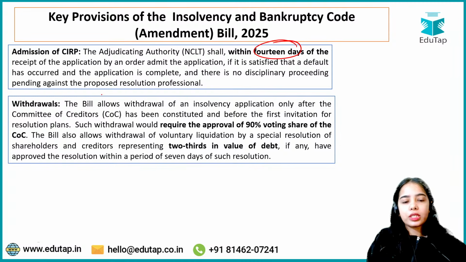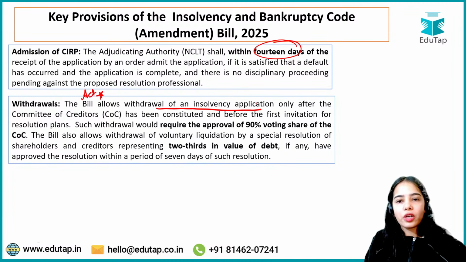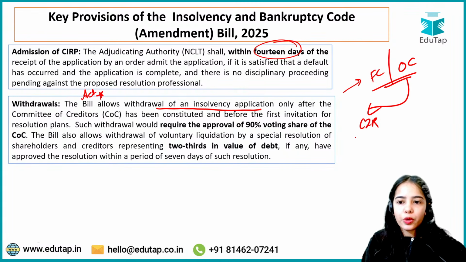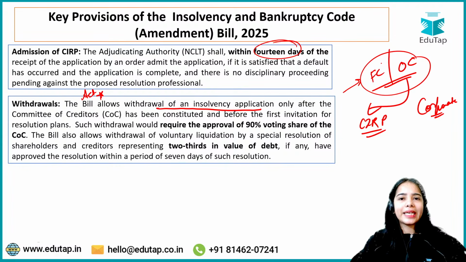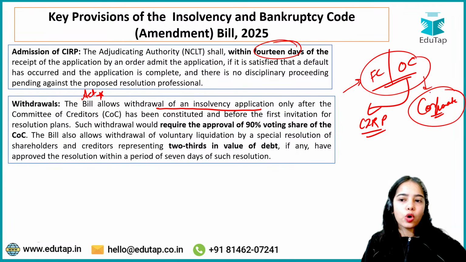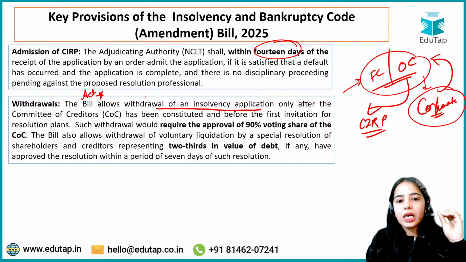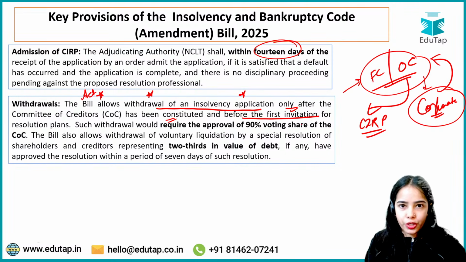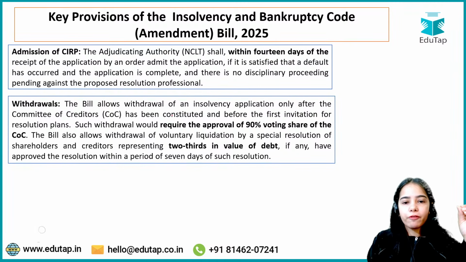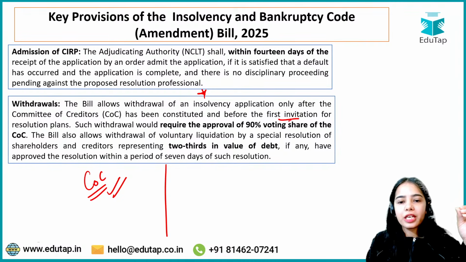Remember this very carefully. Withdrawals. The bill or the act allows the withdrawal of an insolvency application. Let's say the financial creditors or the operational creditors filed the application for the corporate insolvency resolution process for a corporate. Now they feel that out of court they can handle the situation, and they have talked to the corporate again, and the corporate is ready to take certain actions that the creditors want. So the act allows withdrawal of an insolvency application only after the committee of creditors has been constituted and before the first invitation of the resolution plans.